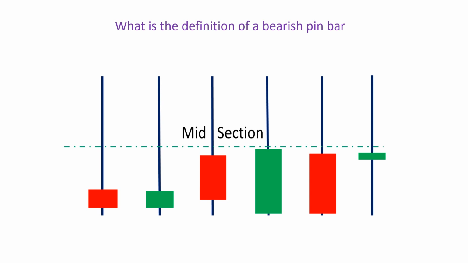If the body is small relative to the range and the lower shadow is small or negligible, then the pin bar is considered a shooting star, regardless of the color. You can also use the Fibonacci retracement tool to find out which one is a shooting star.